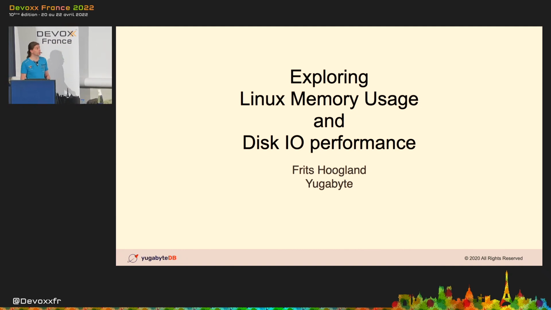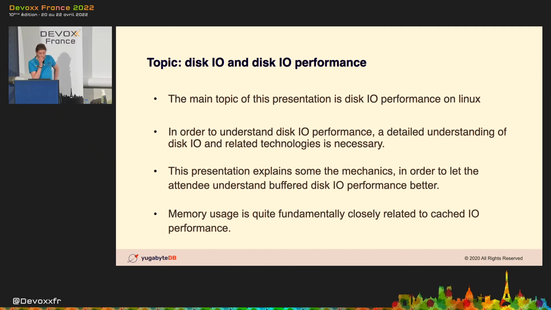But today's topic is memory usage and disk performance, and hopefully at the end you will see that these two have a really important relationship. And the point is, you need to understand some of the details. There is no way around that. In order to understand what's going on, you need to understand some of the details and where to look.